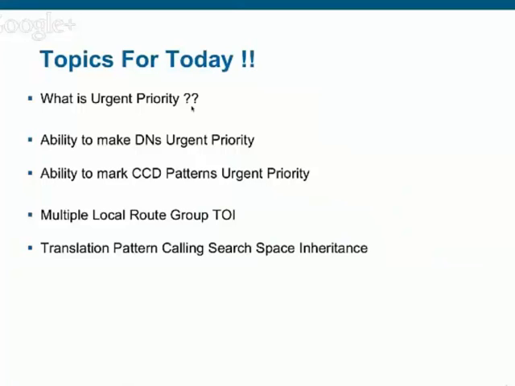So, to begin with, let's see what's in store for today. We'll be talking about what urgent priority is, and then we'll be talking about 4 different features that were introduced or enhanced in this release. You can see the 4 features listed there: the ability to mark DNs urgent priority, CCD patterns marked urgent priority, multiple local route group, that's an important one, and translation pattern CSS inheritance. That's another important one as well.